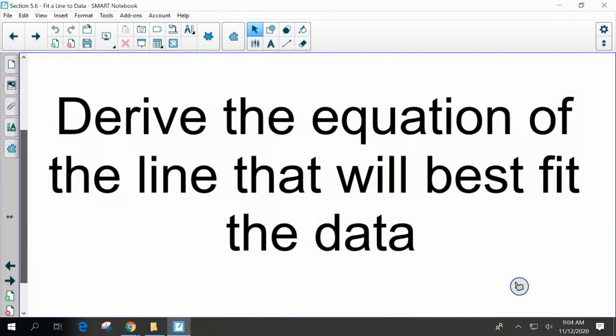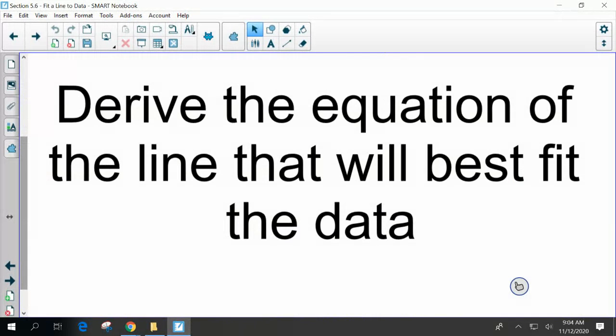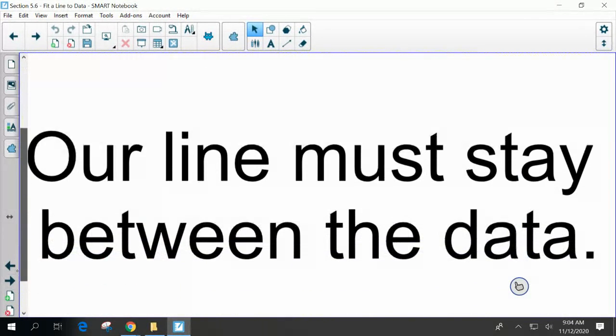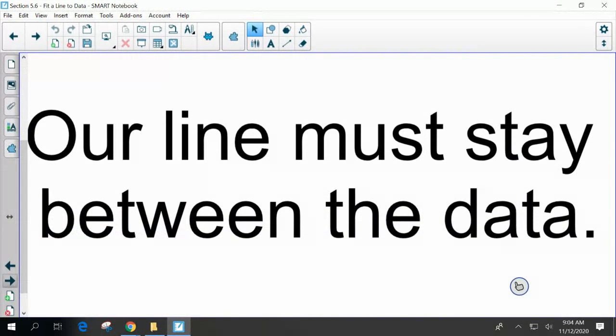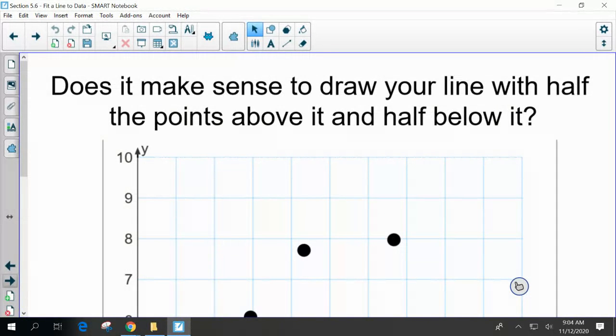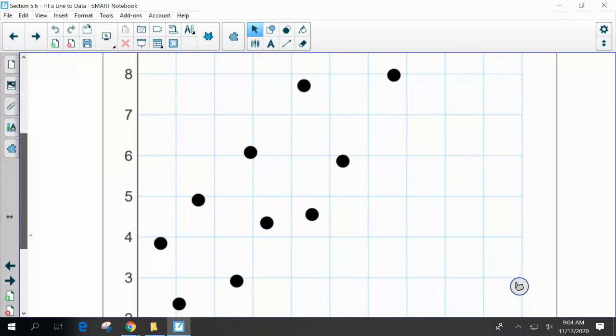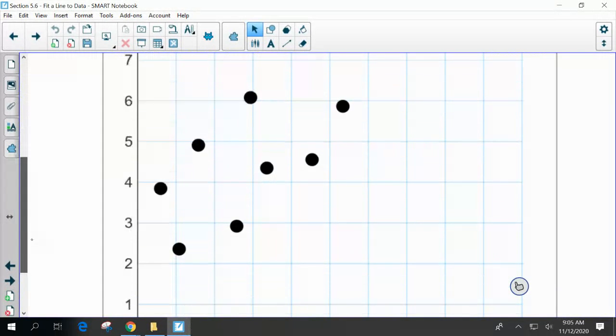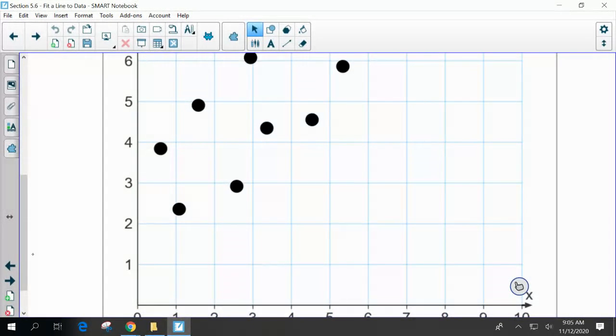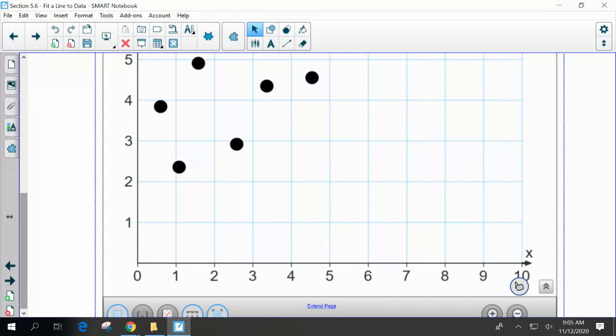Okay, so the goal is to derive the equation of the line that will best fit the data. That's the goal. In general, your line needs to stay between the data points. So when we look at, here's our data, does it make sense to draw the line kind of in the middle of your data points?